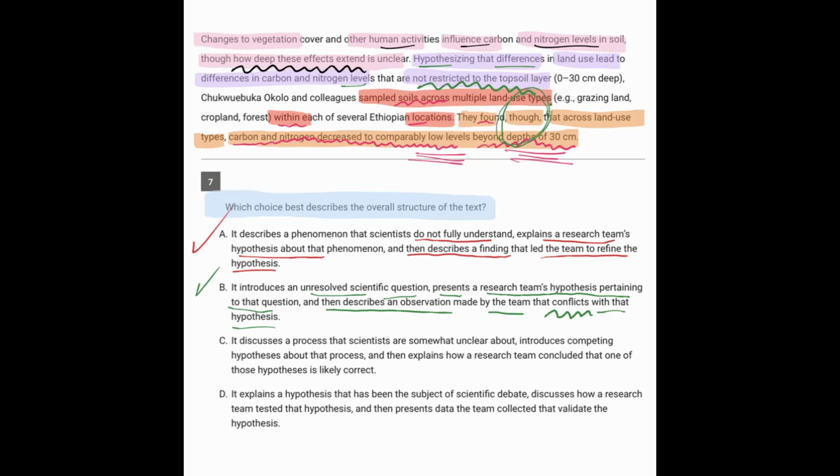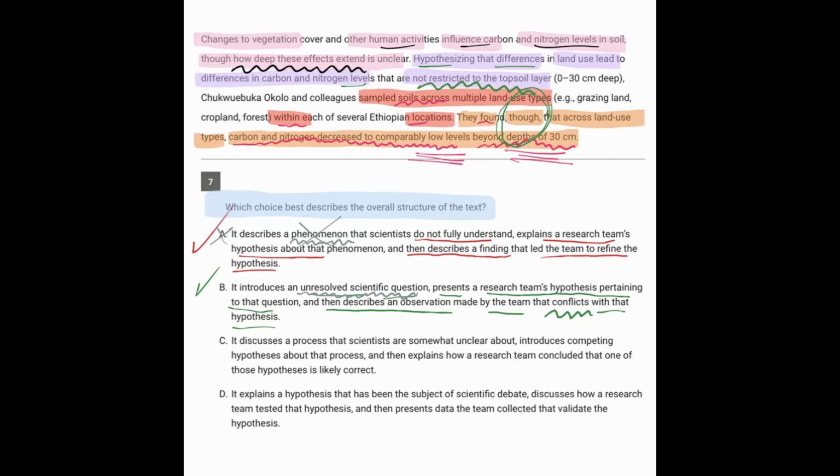They found, though, which is that opposite word there, that the dynamic they're talking about doesn't have a deep effect on the land, only on the surface of the land. Now, one more thing we don't like about A is that this is not a phenomenon. A phenomenon would be the northern lights or tornadoes or something really interesting, something almost magical that happens. So we weren't talking about a phenomenon, we were talking about more of a dynamic, or the way B said, an unresolved scientific question. So because of the word phenomenon, that's another reason to get rid of A.